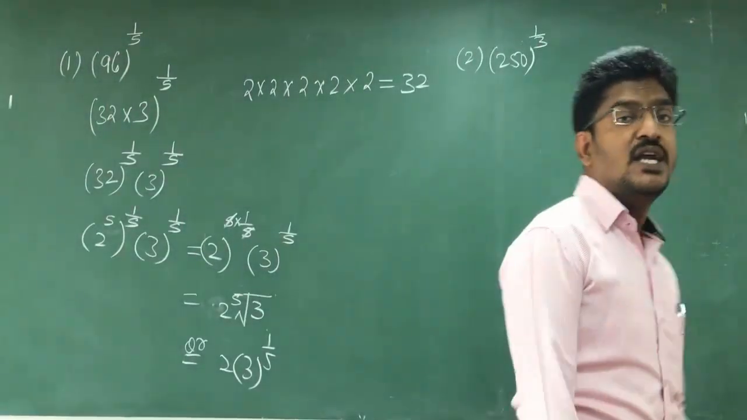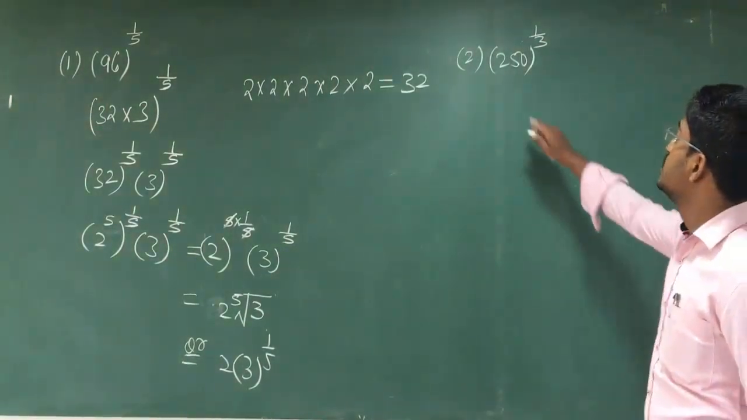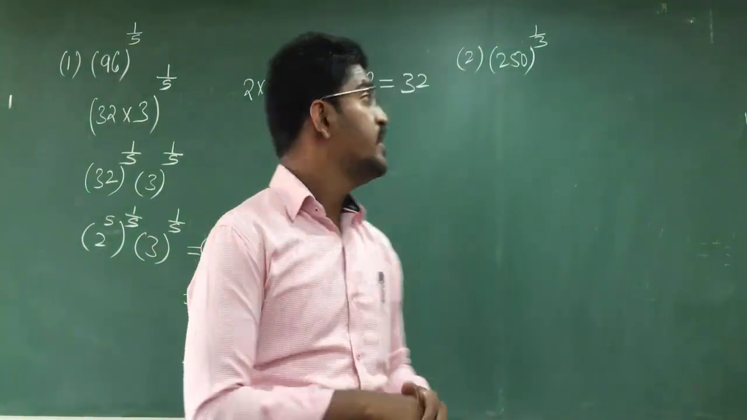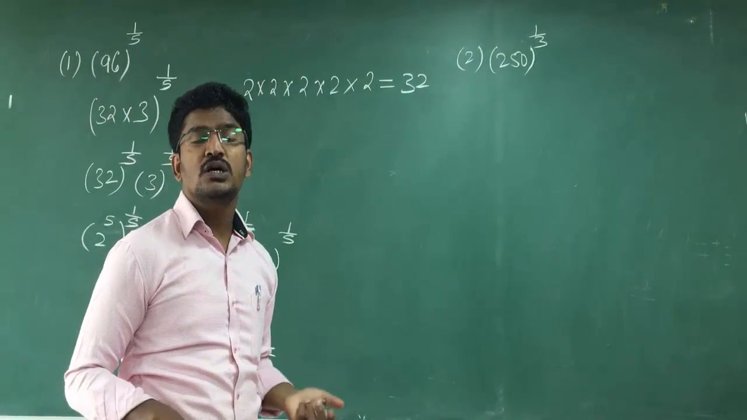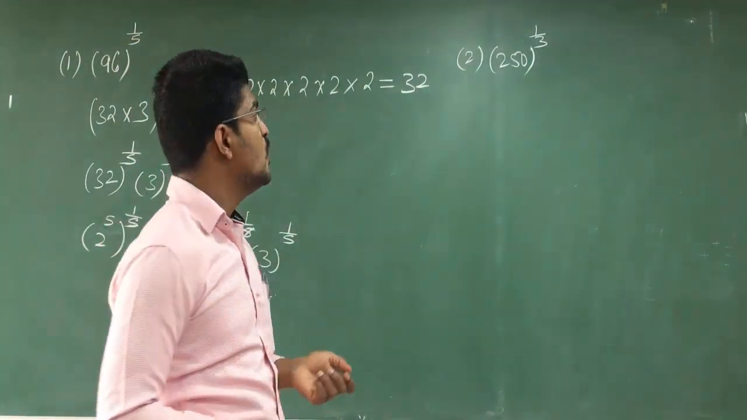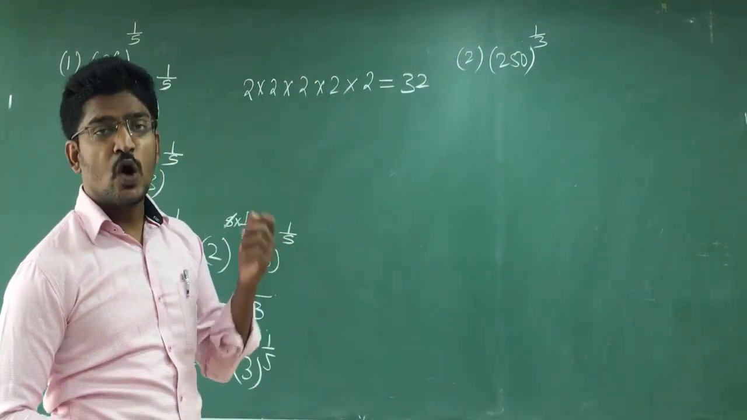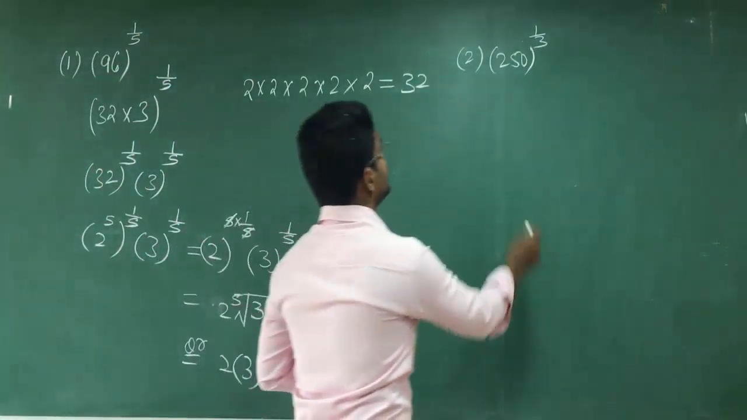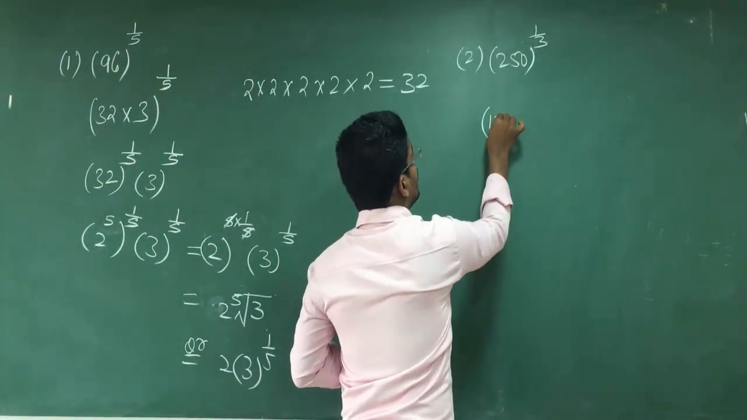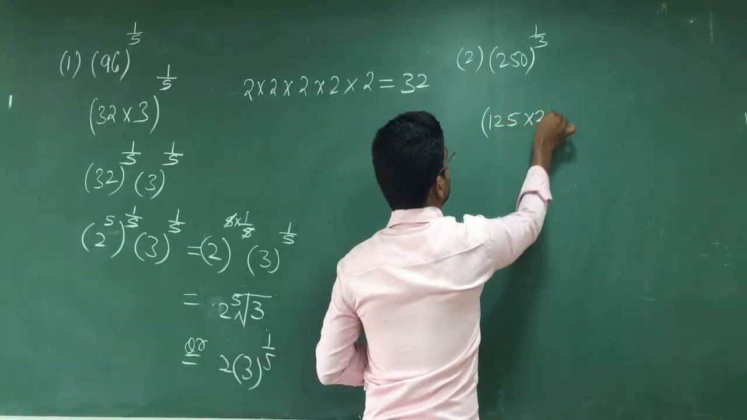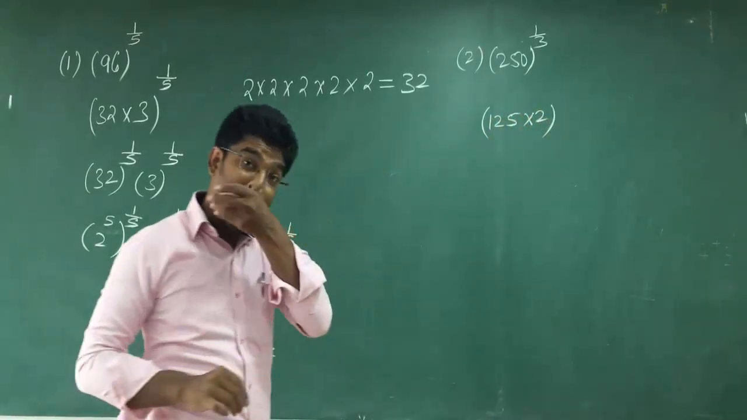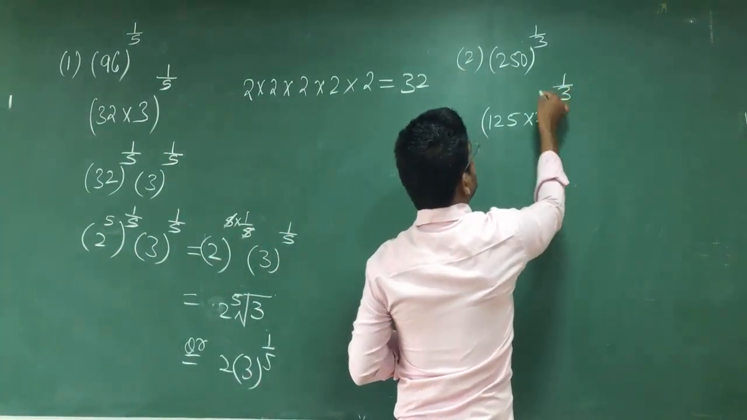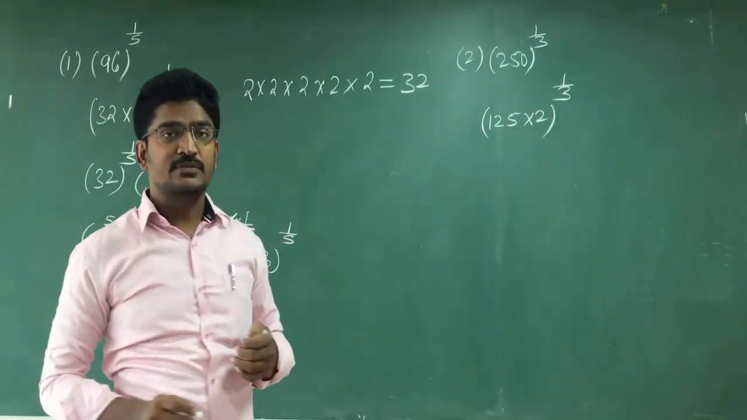Okay. So now let us go for the second one, that is 250 whole to the power of 1 by 3. Clear? That means the cube root of 250. Again you must know how to write 250. You can write it as 125 multiplied with 2, whole to the power of 1 by 3.